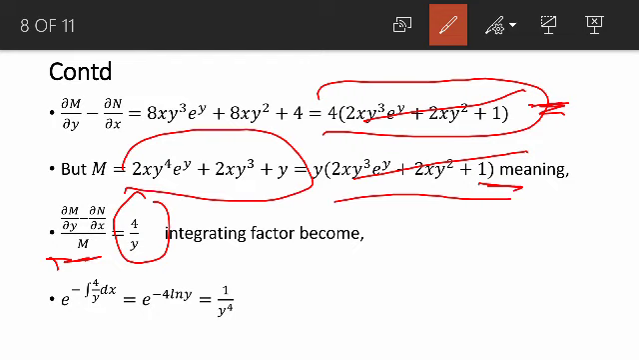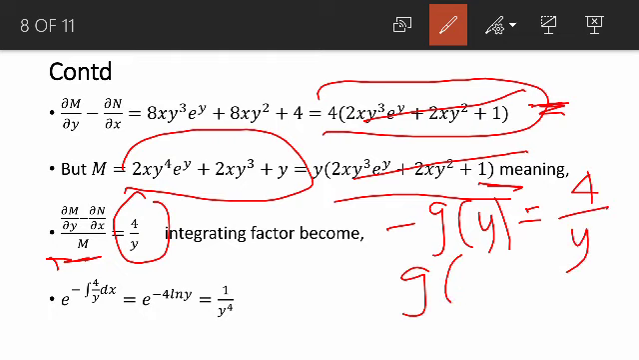And remember that we said that the partial derivative of m with respect to y, minus the partial derivative of n with respect to x, divided by m, should give us a function of y, which is minus g of y. Okay, so we can say if minus g of y is 4 over y, that means that g of y is going to give us minus 4 over y, something like that, you know.